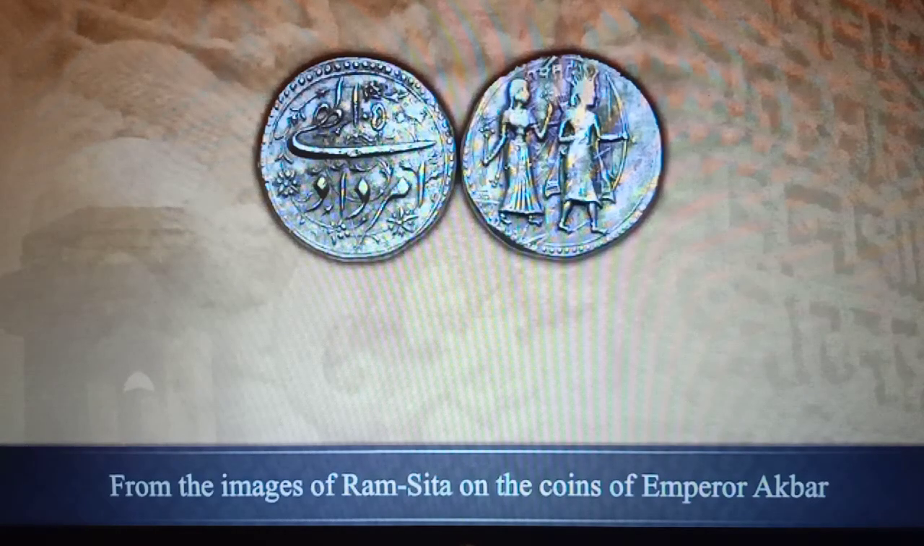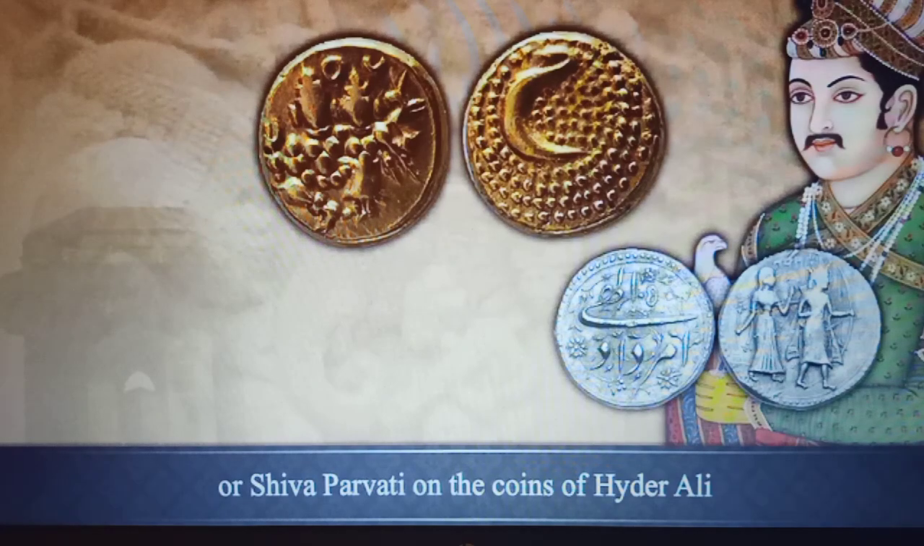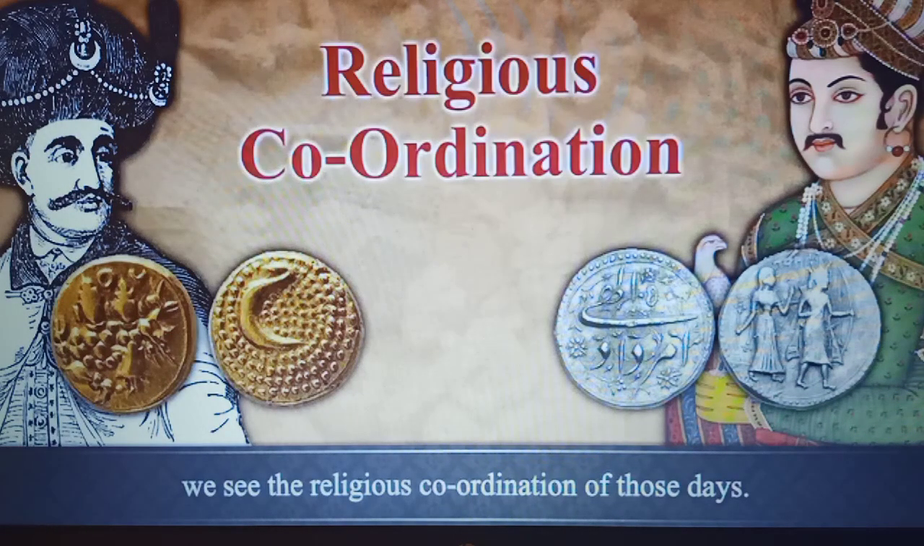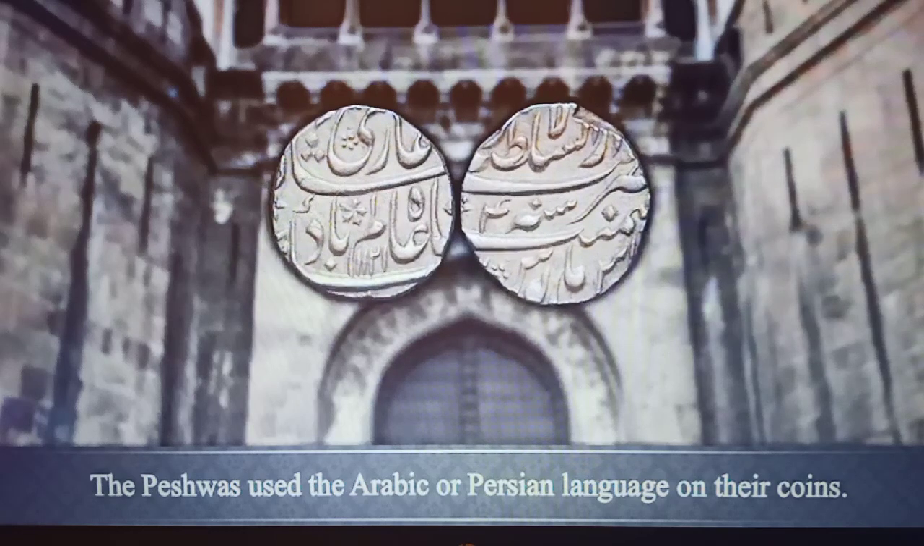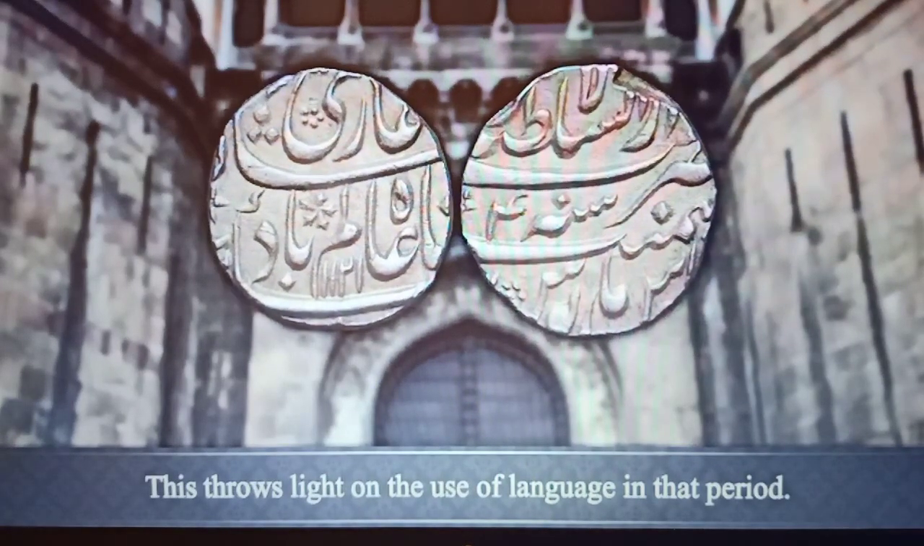From the images of Ram Sita on the coins of Emperor Akbar or Shiva Parvati on the coins of Hyder Ali, we see the religious coordination of those days. The Peshwas used the Arabic or Persian language on their coins. This throws light on the use of language in that period.